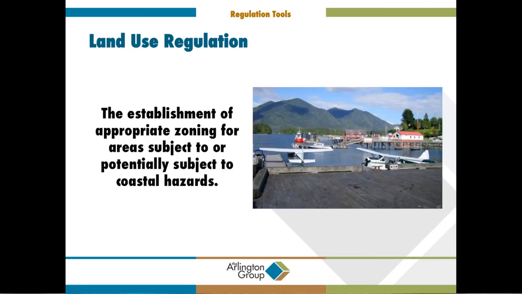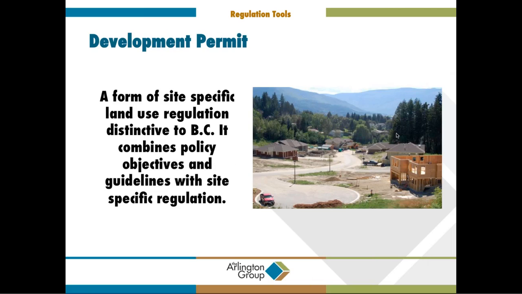Land use regulation is the establishment of appropriate zoning for areas subject to or potentially subject to coastal hazards. This is a tried and true method. We've had a lot of experience in British Columbia with land use regulation through zoning, and there are a number of particular areas such as setbacks from coastal hazards, minimum elevation rise from those coastal hazards through flood construction level minimums, and making the building more resilient or requiring building materials that are flood resistant. So we have a lot of techniques here. That's something that virtually every community has as a tool.